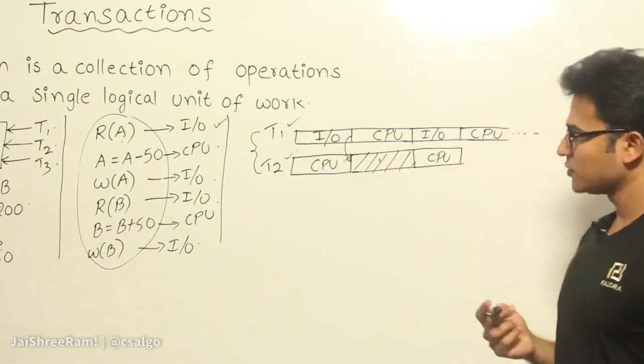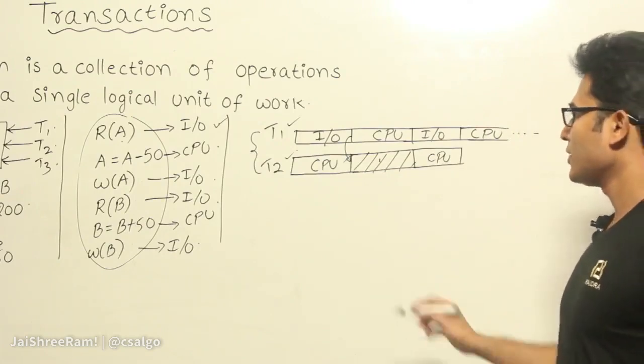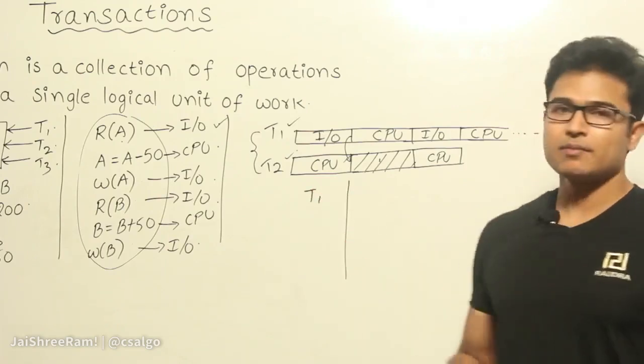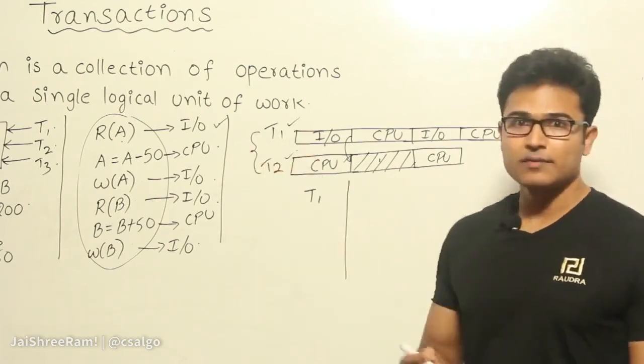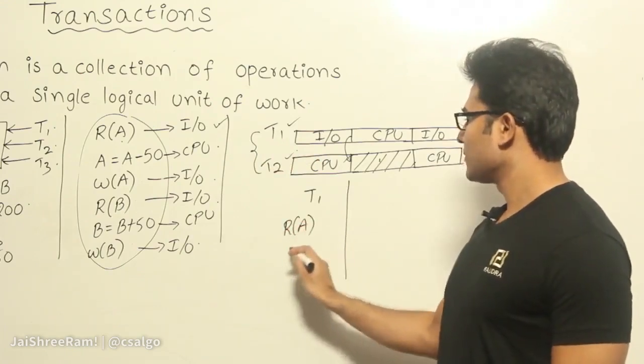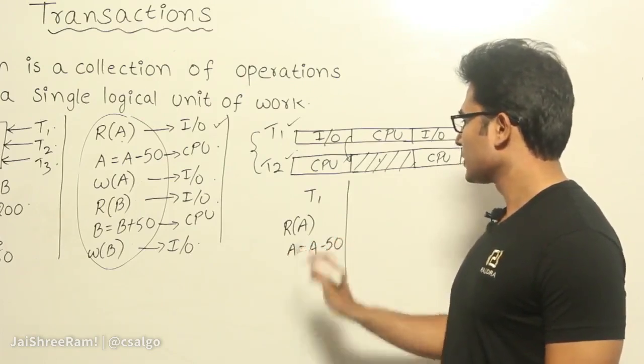So what are the problems you might get is, I'll just give you an example. Let us say one transaction T1 is trying to transfer some money from A to B, which means this one only. So which is going to read A, and then which is going to decrement A by 50, right?